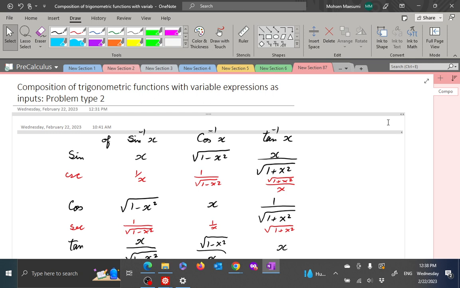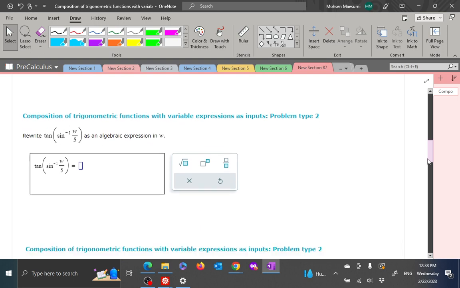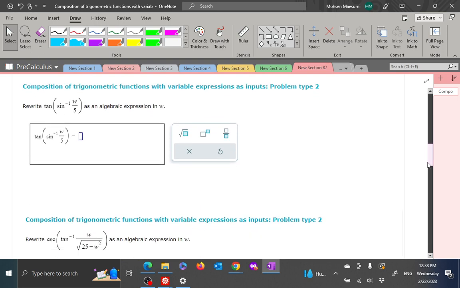Today's topic is composition of trigonometric functions with variable expressions as input, problem type 2. Very similar to what we did last time, so this table that you see here is what we constructed at the end of the last lecture. You can always use a table or you can use geometry, and that is the preferred way of handling problems that you see here. So let's go ahead and take a quick look at these example problems.